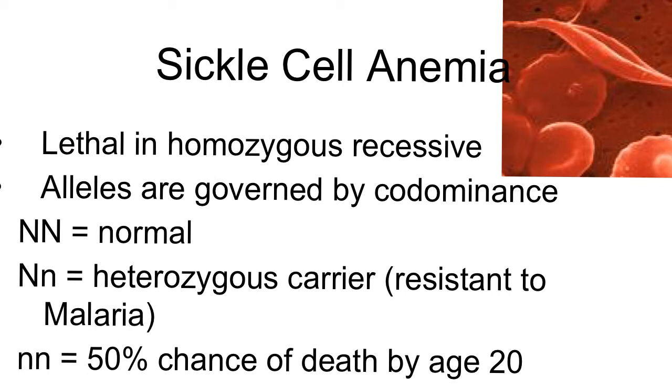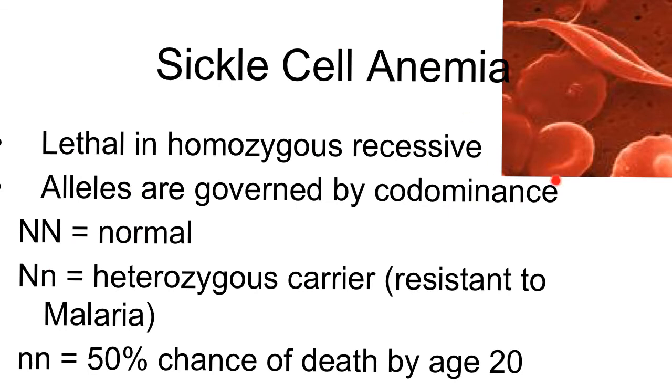Now, in this case, sickle cell anemia is actually codominant. So in the heterozygous state, you're going to get some cells that are normal and some cells that are sickle cells. So you're going to be seeing the expression of both of them because normal and sickle cell are codominant.